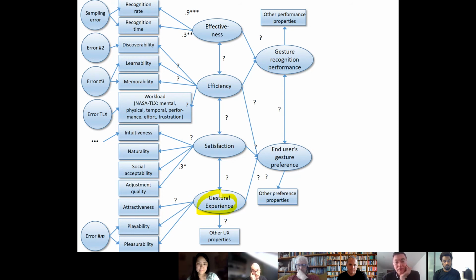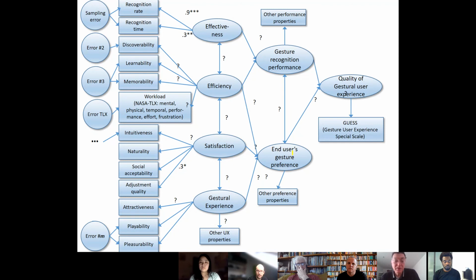So if we want to estimate the complete, or at least the extensive, experience with gesture, we need, of course, to take into account the recognition performance, but also the preference. So what we are trying to do now is to imagine, but this is, of course, ongoing research. We don't have enough results yet. We try to estimate the overall quality of a gesture user experience and not just usability. Of course, usability is here, but the user experience is now there. So if we combine all of these things, then we should come up with what I'm calling a GUESS. It's a gesture user experience special scale.